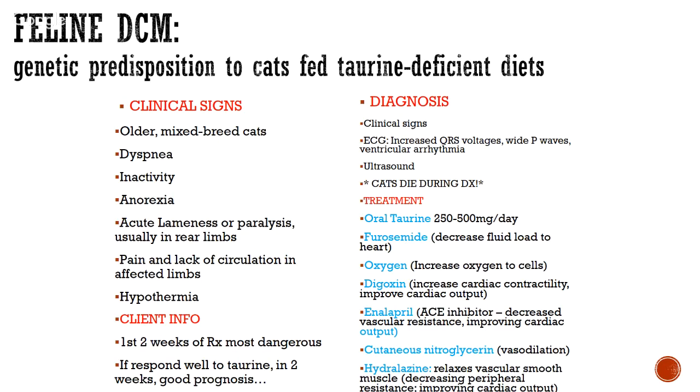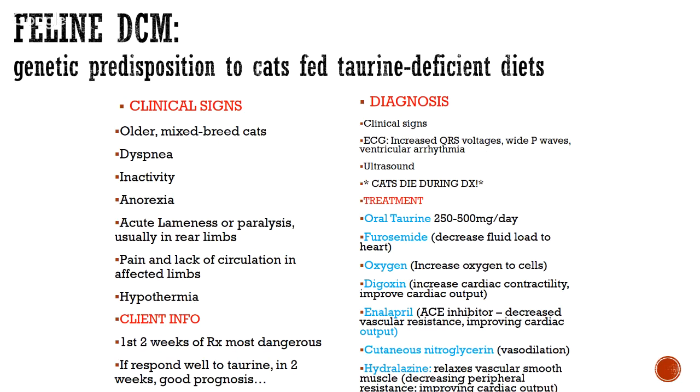We can also treat congestive heart failure. If they're already in congestive heart failure, we can give them furosemide, which is Lasix, to decrease the fluid load to the heart, get rid of that fluid by encouraging the kidney to filter it out of the body. Oxygen, obviously, if they're having difficulty breathing, we want to give them oxygen. Digoxin will help that cardiac contractility, improve cardiac output.